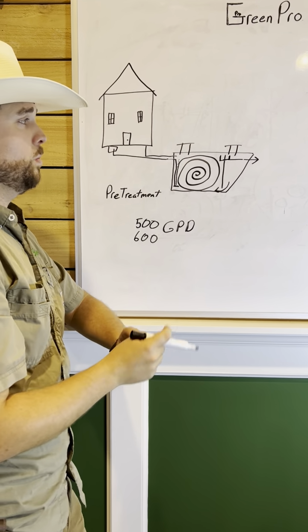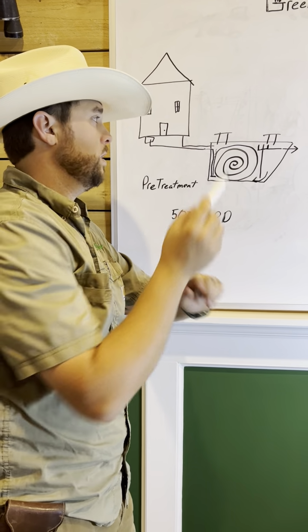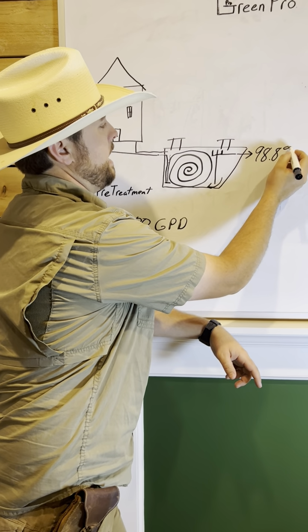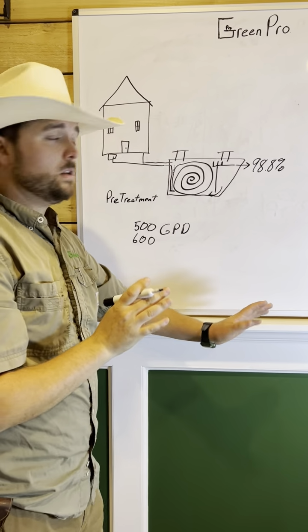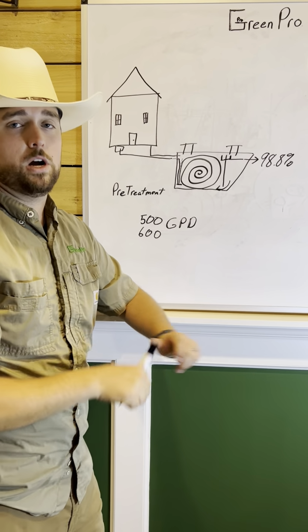In part 2, we're going to talk about the different types of discharges for a treatment plant. The water coming out of this particular system is 98.8% pure. From there, we have to do final treatment and discharge, and we'll cover that in part 2.